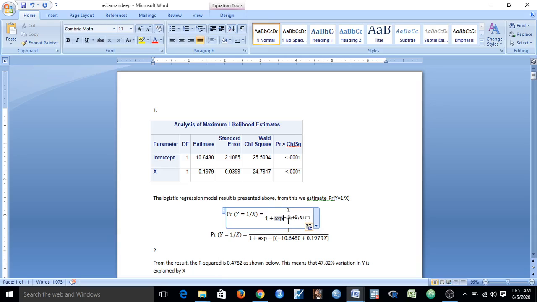So what is our beta naught? Our beta naught is the value for the intercept, and our beta 1 is the value for the slope. So the probability of y equals to 1 given x will be 1 over 1 plus exponential of minus 10.6480. We just substitute this value here plus 0.1979x. Since we are not given a specific value of x, we are going to stop here. So we won't have a specific answer. This is a general answer. Then if we are to find probability of y when x is equal to 20 or equal to 30, then we can now substitute x and get a specific value.